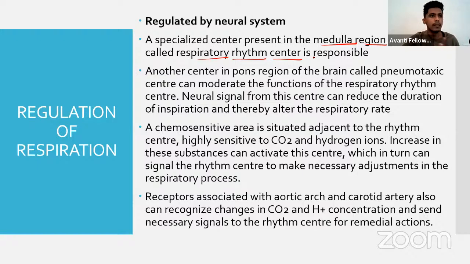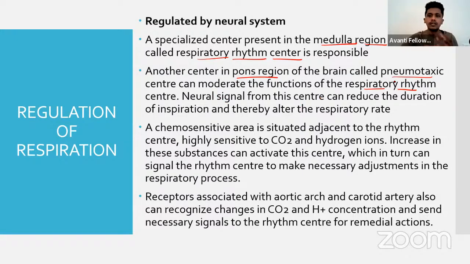So each of them has its own function to set the pace and rhythm of respiration. Another respiratory group is present in the pons region of your brain, called the pontine respiratory group. One of the pontine respiratory groups is called the pneumotaxic respiratory group. See, if you take the pneumotaxic respiratory group, what does it do? It will moderate the function of respiratory rhythm.